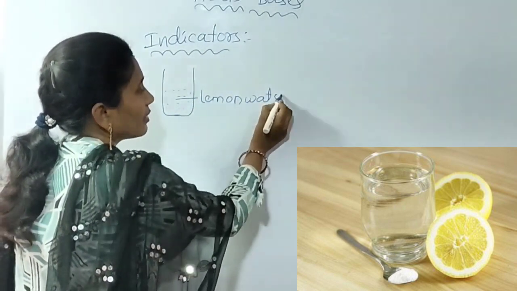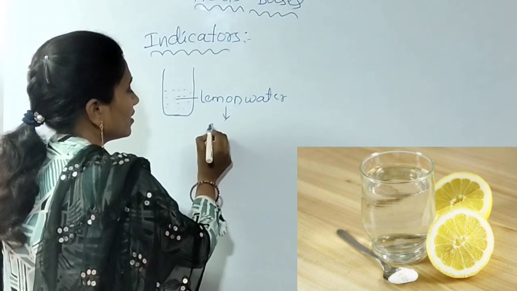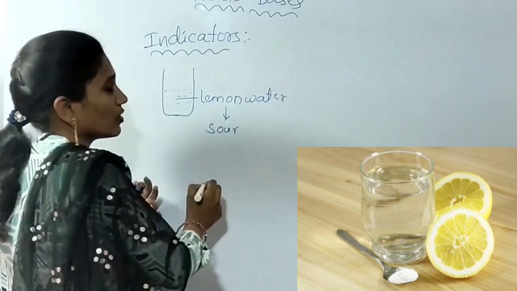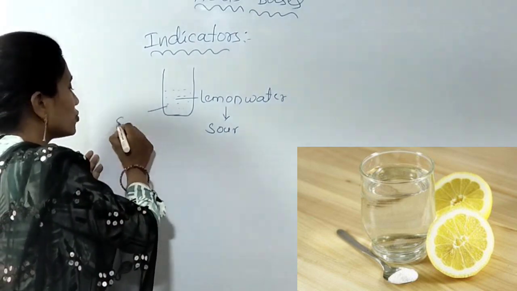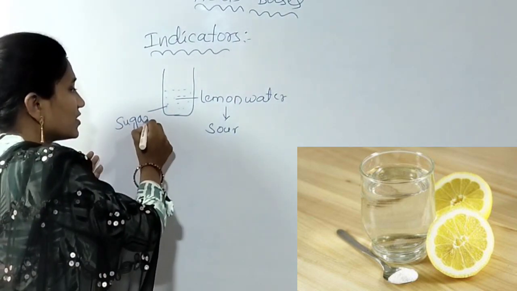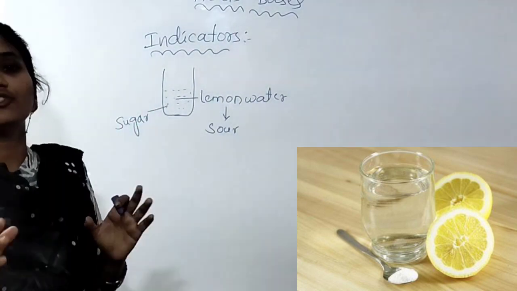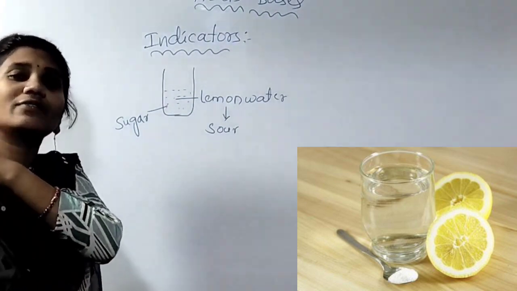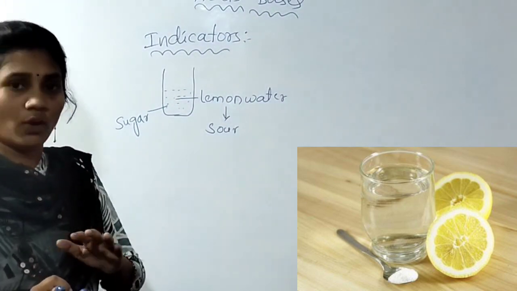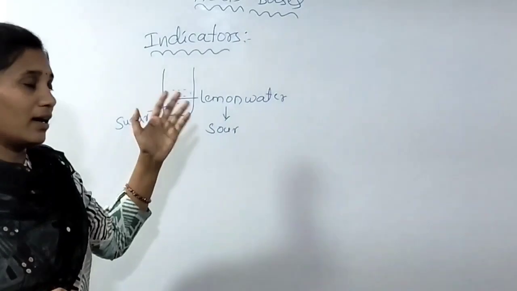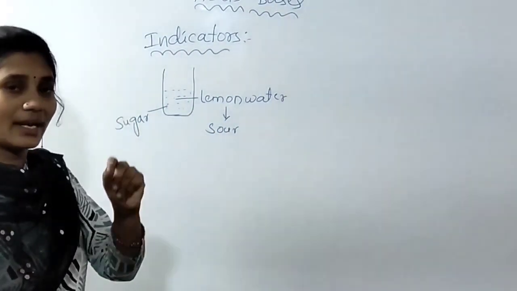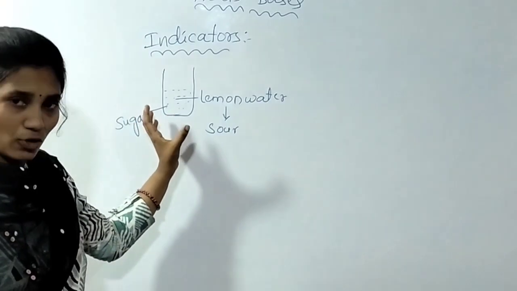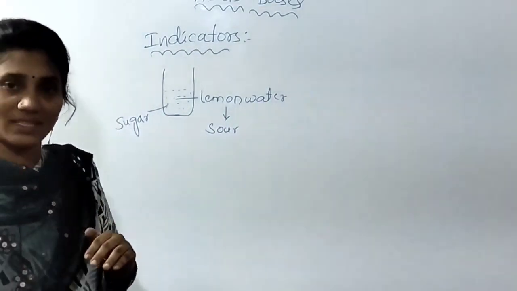So the taste of the lemon water is what? Initially it is sour, that we know. But if I add sugar to this, what will happen? The taste of this solution will change into some other taste. There is no chance of it being sour again, because after adding some other substance to this solution, it may change into some other taste.